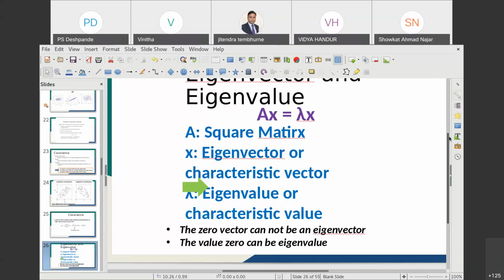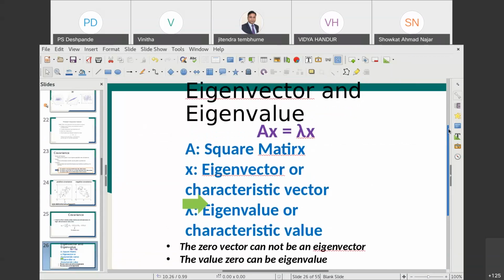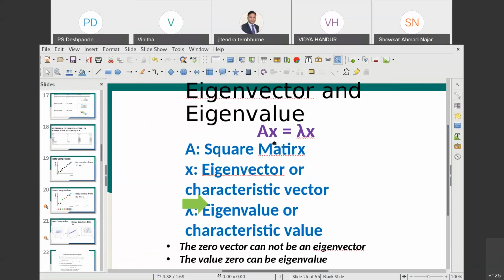And once you get the covariance matrix, if A is the covariance matrix, you have to calculate the eigenvalues of that matrix using the standard eigenvalue equation, the equation that you have studied in your engineering. So you will get the eigenvalues of the covariance matrix.